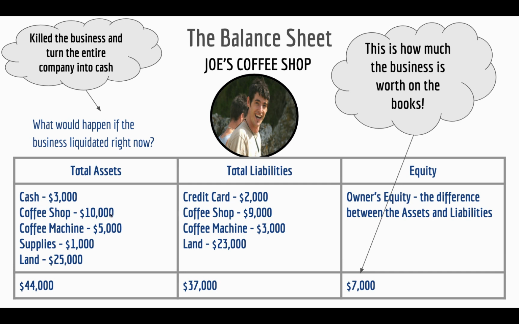The assets represent what the coffee shop is worth on the books. And so Joe probably paid $10,000, or that is the value of the coffee shop currently. Now, the coffee shop was probably purchased with a loan or some type of credit. And so Joe still has $9,000 left to pay on that coffee shop. Same thing with our coffee machine. We have a $5,000 coffee machine, but we still have $3,000 left to pay it off.